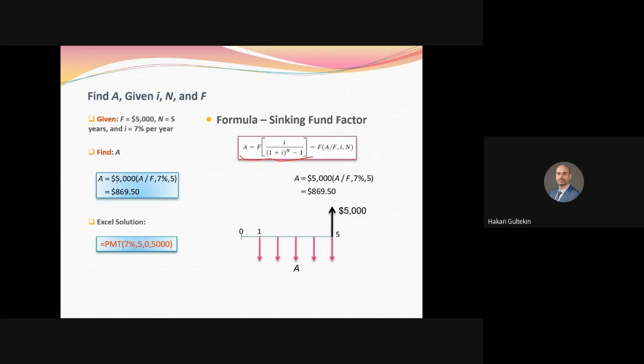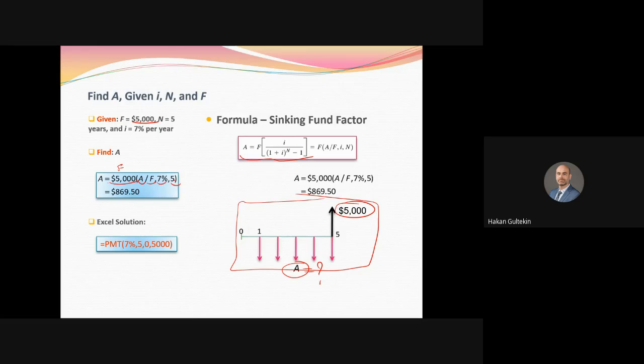Okay, now how do we find A? We want to find A, the future amount is given. First, of course, the thing is to sketch the cash flow. We need 5,000 after 5 years, and what should be this annual amount? We want to find it. And for that, we will multiply this future amount of 5,000 with A given F, 7% and 5.